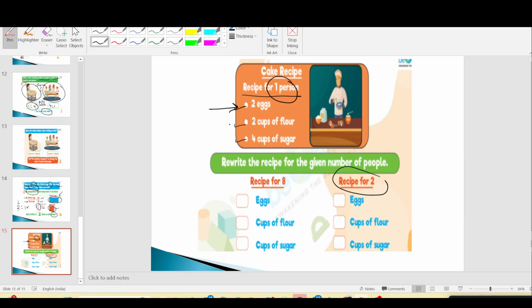For 2 people, would there be 4 eggs? Very good. 2 times: 4 cups of flour and 8 cups of sugar. Exactly. And for 8, just multiply it by 8, right? Because this is for one person. For 8, 16 eggs, 16 cups of flour, and then 32 cups of sugar. Yes, exactly.